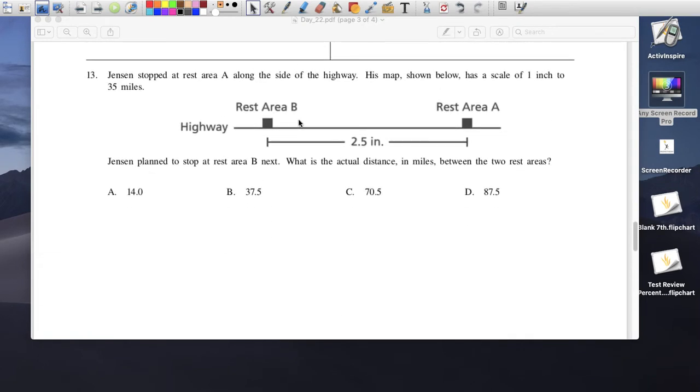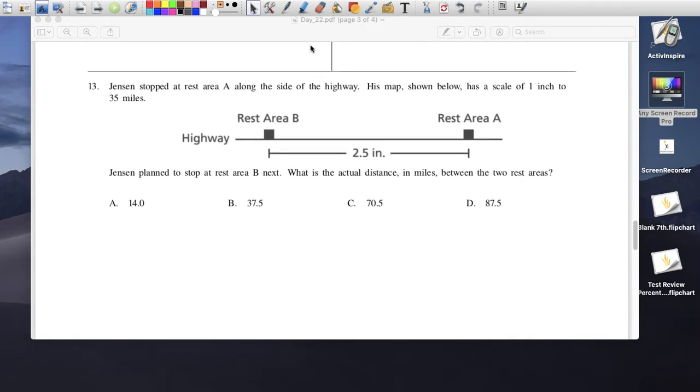13. Jensen stopped at rest area A along the highway. His map shown below has a scale of 1 inch to 35 miles. So here's A and here's B. Jensen planned to stop at rest area B next, so he's going down. What is the actual distance in miles between the two areas?